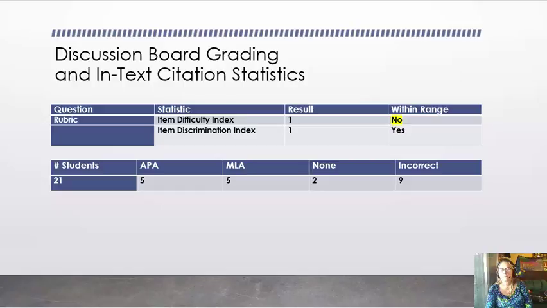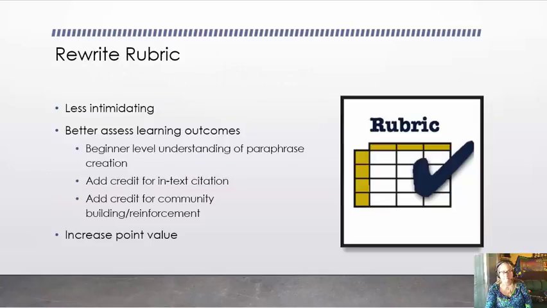The rubric did fail the difficulty index, but not the discrimination index, but I do believe that the rubric was a failure as it did not adequately test for the appropriate items. Therefore, it has been rewritten. On the in-text statistics, we have much better news. We now have 5 APA students, 5 MLA students and 9 who, although they did an incorrect in-text citation method, did do one. We're now down to only 10% of our students who do not understand that they need to have an in-text citation. The rubric was rewritten to be less intimidating to better assess learning outcomes.